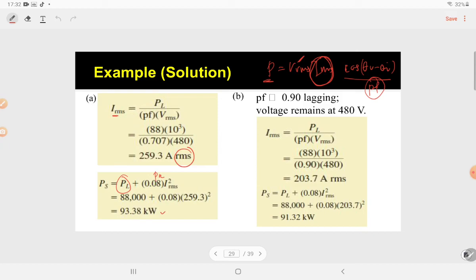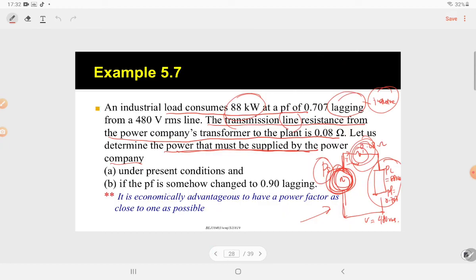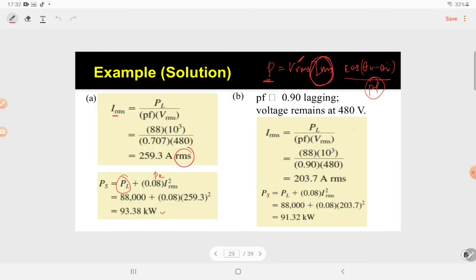Okay, so therefore for question B, if the power factor is somehow changed to 0.9 lagging, right? Okay, so therefore you can calculate the new value of the power supply by substituting the power factor, right? So therefore the new IRMS value needs to be calculated. So this is your new IRMS value. So similar to the previous example, PS equal to PL plus P at the resistor, power at the transmission line, actually this one. Okay, so therefore the new power that needs to be supplied if the power factor increases to 0.9 is equal to 91.32 kilowatt over here, right?